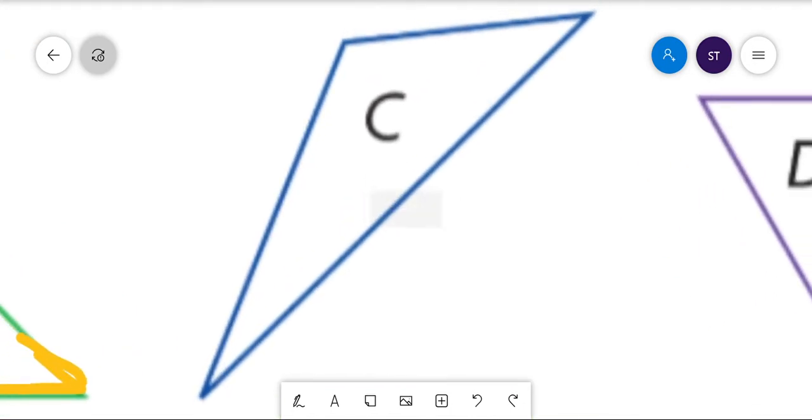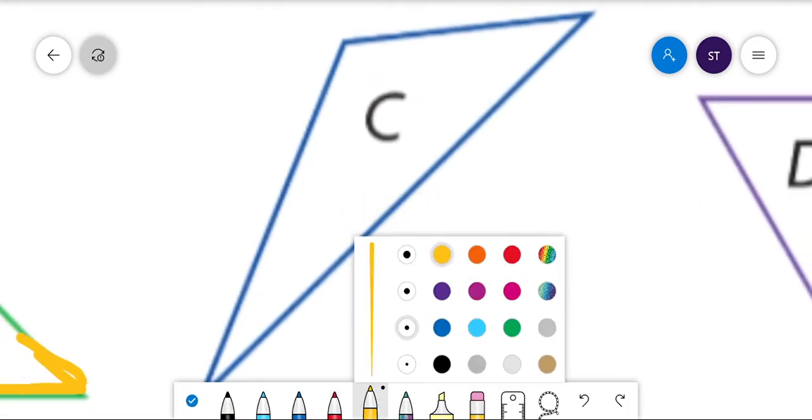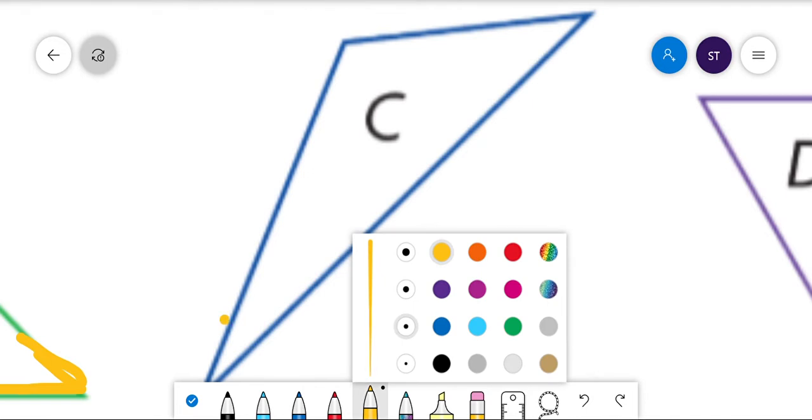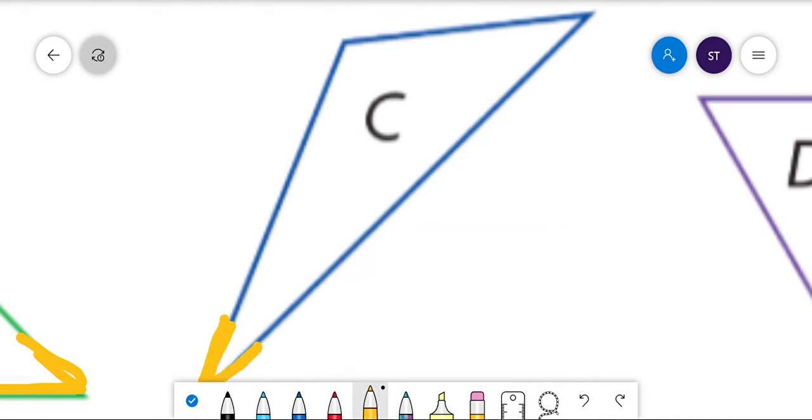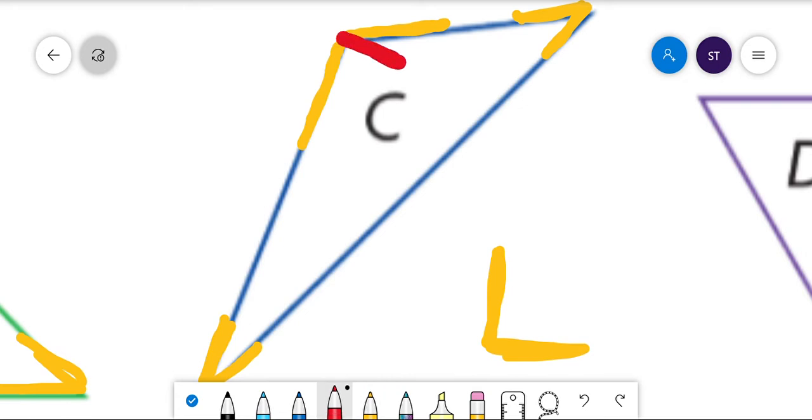Now let's look at this one, triangle C. If I look at triangle C, I notice that it has two angles that are smaller. That one and that one are definitely smaller than a perfect corner. I can see that those are a little smaller, so those are smaller than a right angle. And it has one angle that is larger than a right angle.